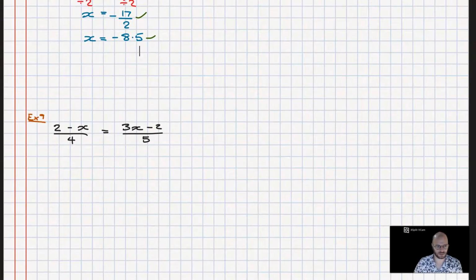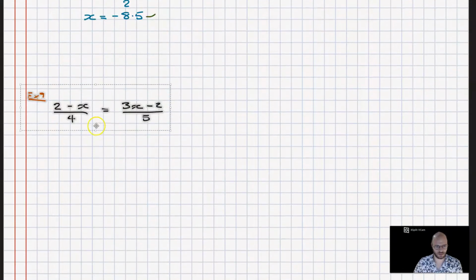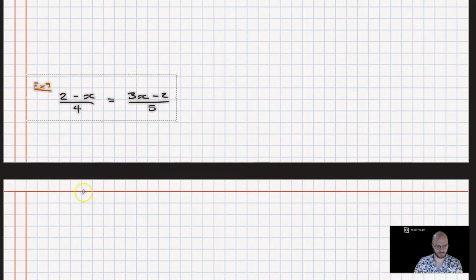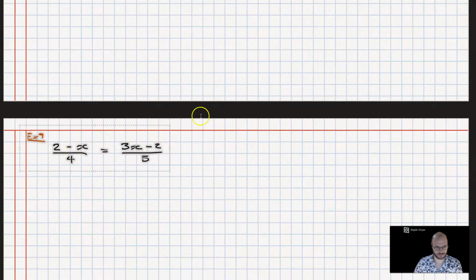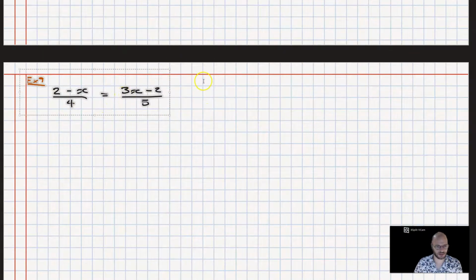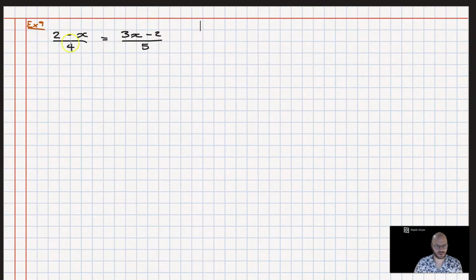Now, let's go for a similar problem. We'll go to a new page because I'm not sure if we'll have enough space left on that one. These problems can be quite long. We're going to go 2 minus x all over 4 is equal to 3x minus 2 all over 5. We're going to follow the exact same process as seen before.